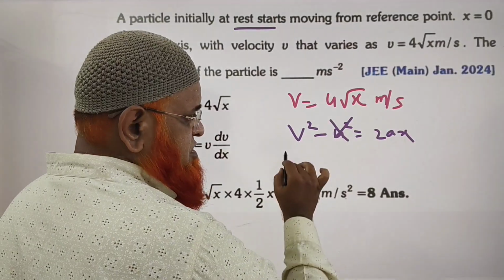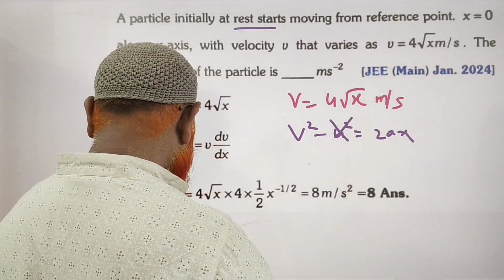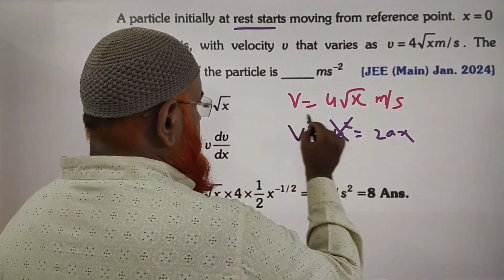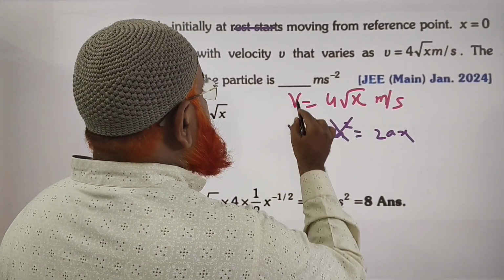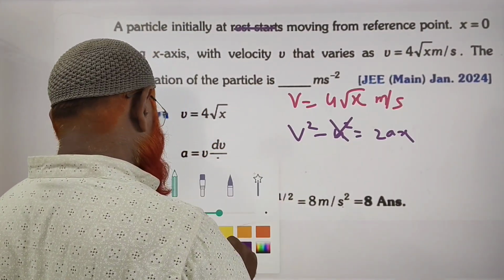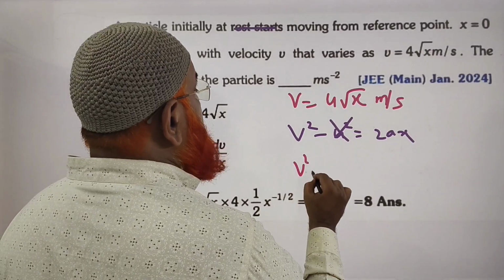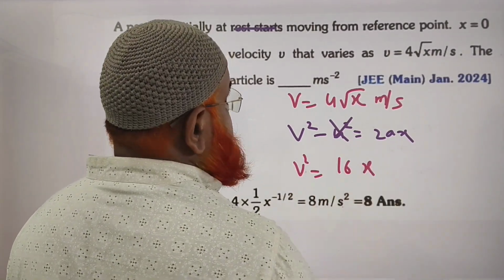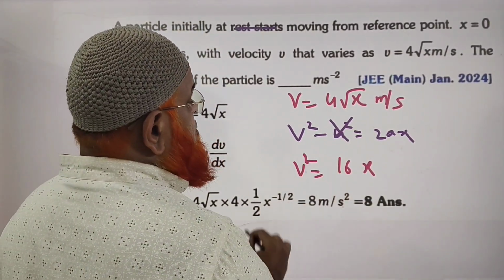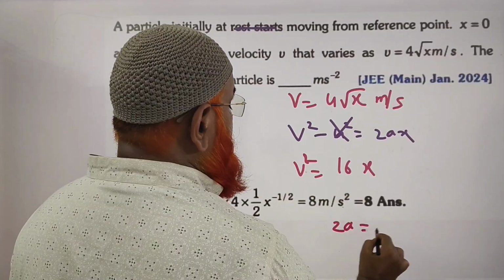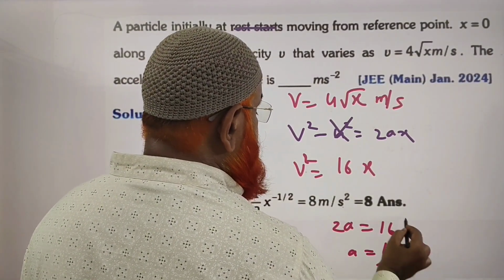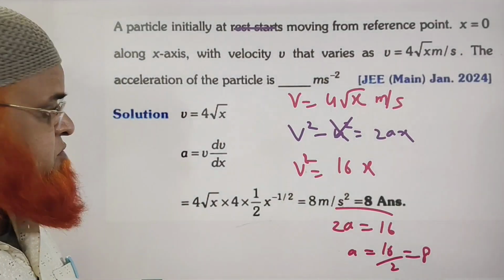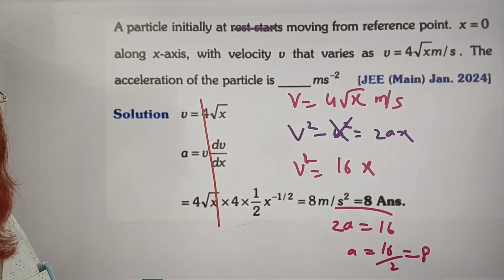Okay, so this is a general formula. If this is a general formula, we can convert this. We can also write this one. V square is equal to 16x. V square is equal to 16x. So instead of 2a, what is present? 16 is present. A is equal to 16 by 2, which is nothing but 8. That is your answer. That's it. We need not do differentiation and bypass it.